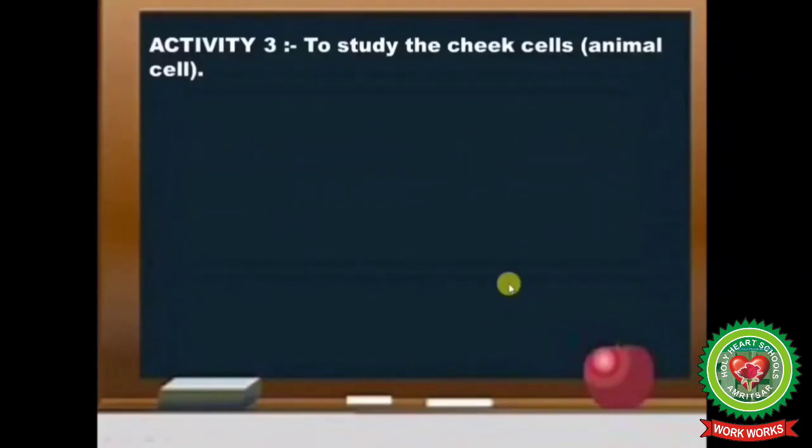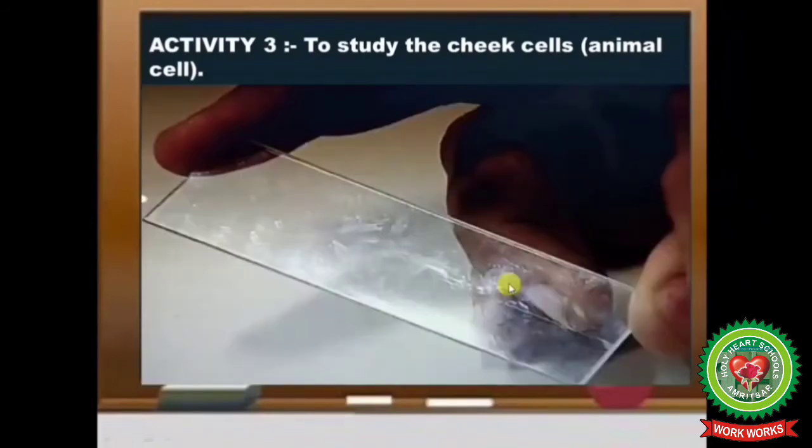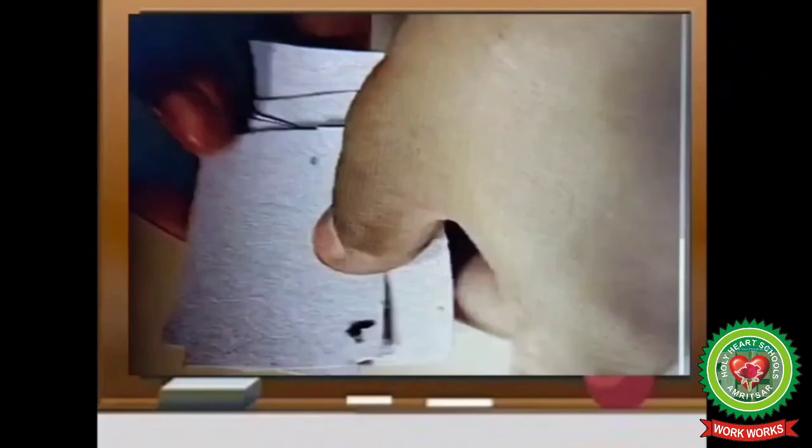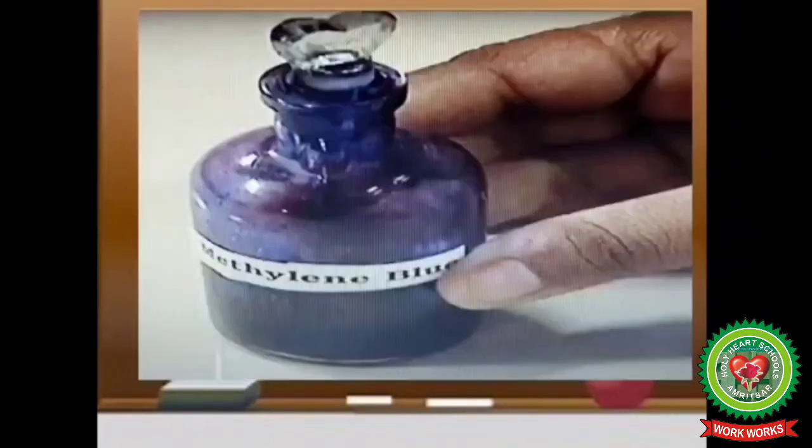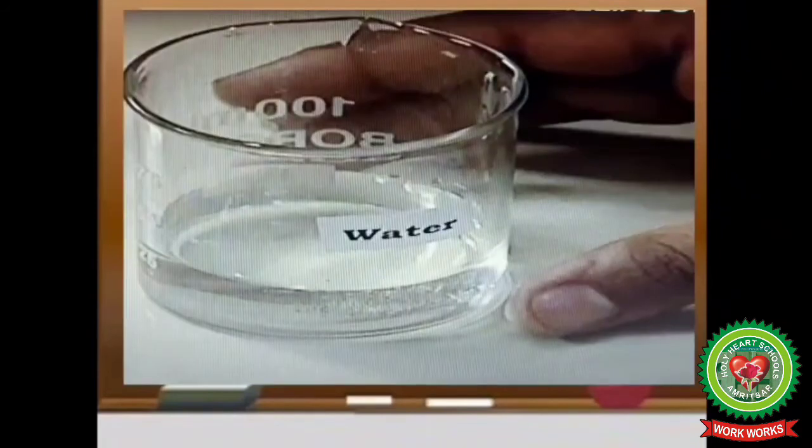Activity 3, to study the cheek cells in animal cells. Things needed: slide, dropper, filter paper, cover slips, forceps, needle, toothpick, methylene blue, water. Gently scrape the inner side of the cheek to get some epithelial cells. Put a drop of water on a clean glass slide. Put a drop of methylene blue.